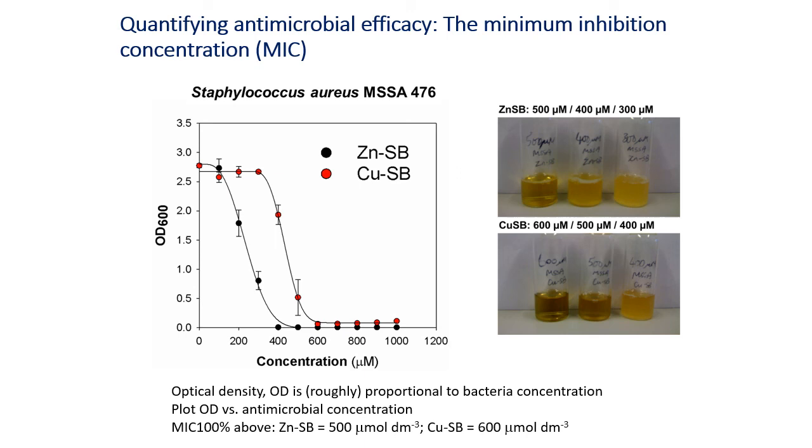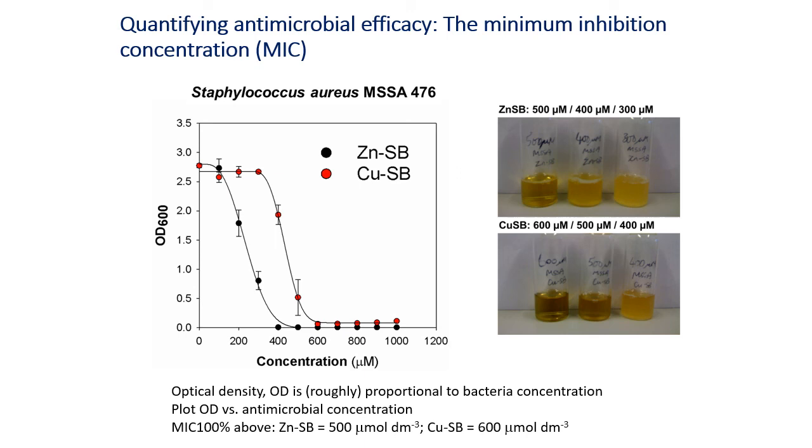Here's an example of some data, some molecules we made, zinc and copper Schiff base. I think the zinc Schiff base and the copper Schiff base, as I recall, and we measured their antimicrobial efficacy against Staphylococcus aureus, MSSA476. What you can see here is our zinc system has a much better MIC, roughly 500 micromolar, compared with the copper system, which is probably 600 micromolar. What we're measuring here on the y-axis is the optical density at 600 nanometers. We're essentially measuring the density of bacterial cells, seen by how much the planktonic cells scatter light.